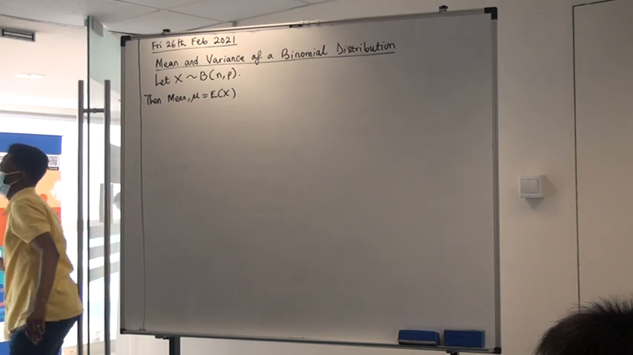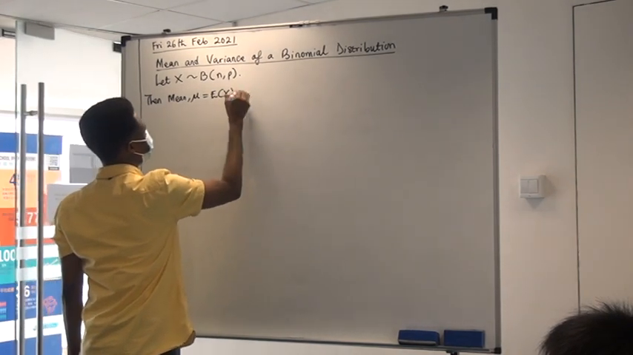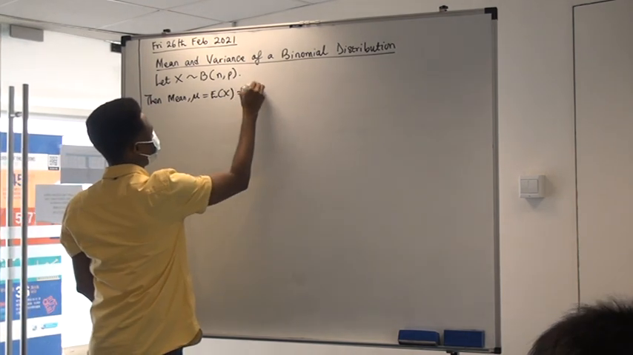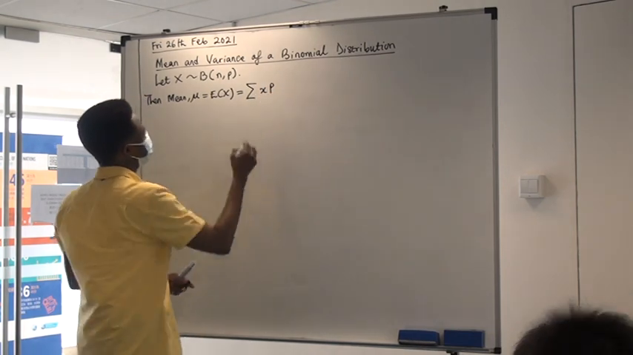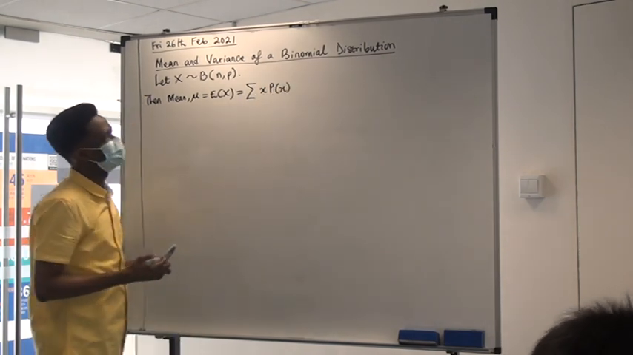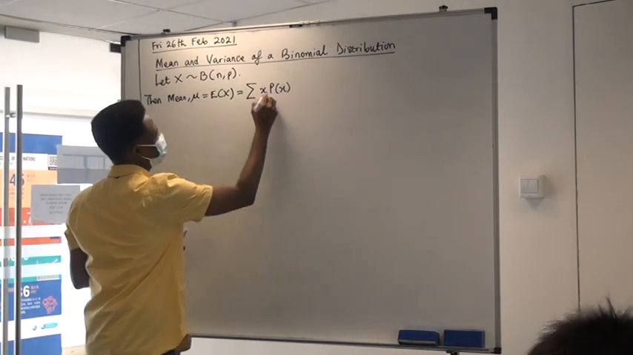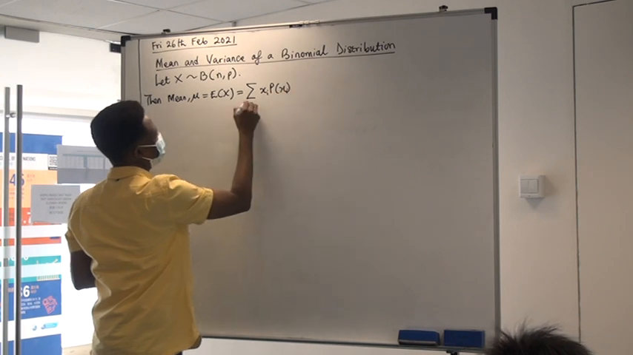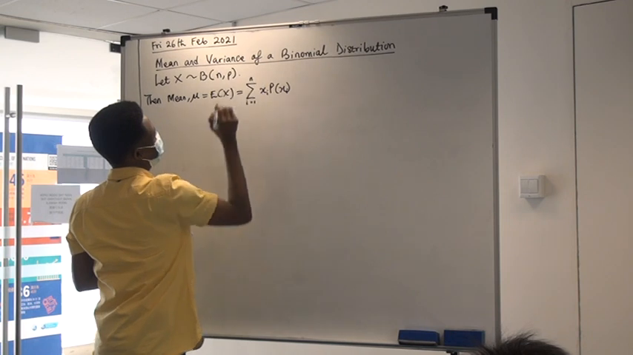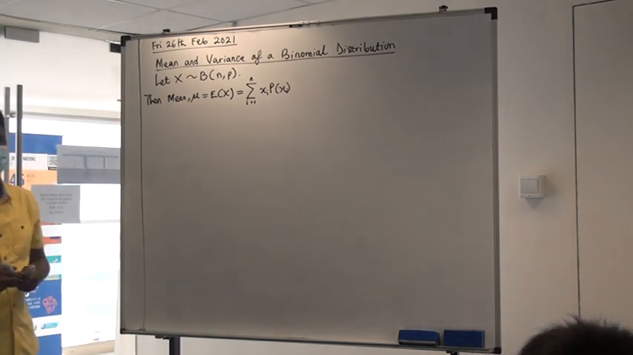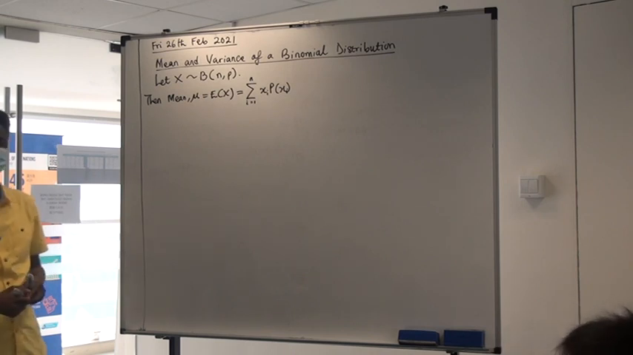That's fine. This expectation of x is equal to the summation of x times the probability of x. Rather than p of xi, we leave it as p of x, that's fine, with i from 1 to n. Now we know what our probability p of x is, that combination stuff, isn't it?